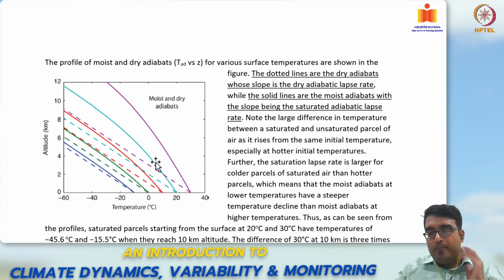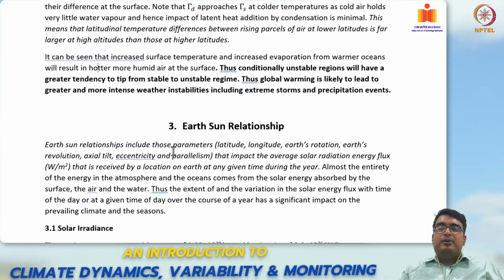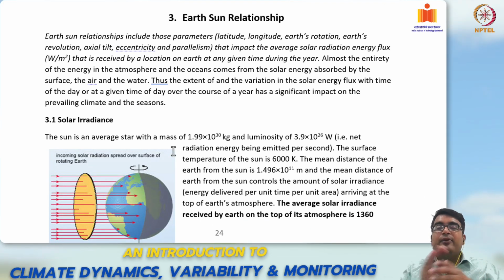So those are the two main takeaway points on how global warming will perturb this kind of stability or instability systems. Okay. So next chapter that we will discuss is what we call the Earth-Sun relationship. It's a very important part of what determines the weather and the climate of the world. Okay. So Earth-Sun relationships include those parameters like latitude, longitude, Earth's rotation, Earth's revolution, axial tilt, eccentricity and parallelism.